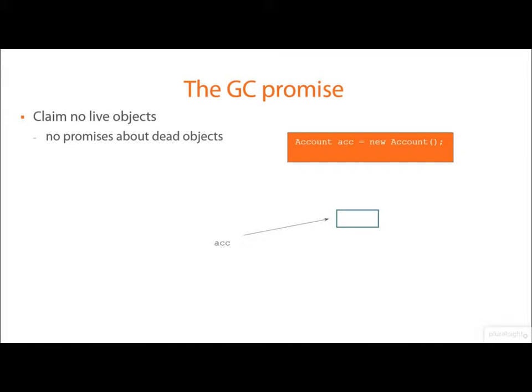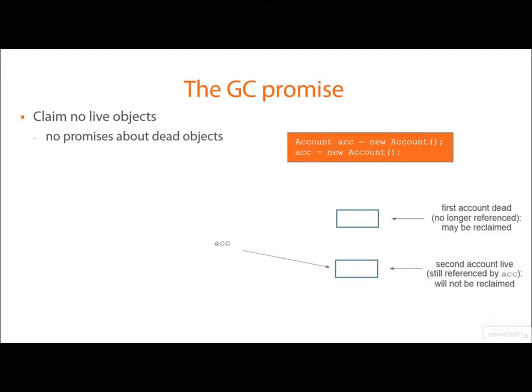So here, for example, we allocate an account object, we do new account, and we have something that references a block of memory that contains that account object. If at some later stage we take that same variable and point it at a new account, we're now referencing a new piece of memory and a new account object. The only guarantee that we have, and it's a good guarantee, is that that second account object will be alive forever. So long as we have a reference to it, the garbage collector won't collect it. We have no guarantees about the old account object. It's no longer being referenced, and it may be reclaimed, but it may not.